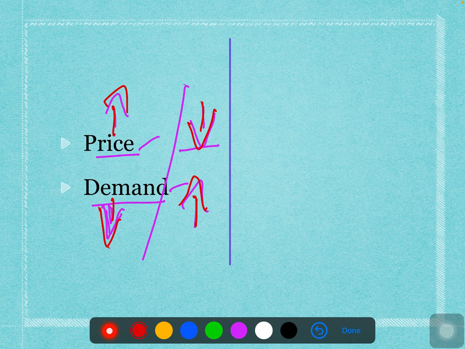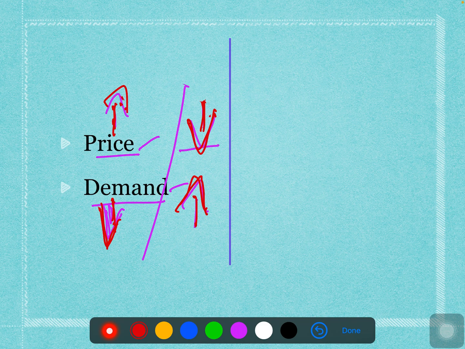So you can see here, price is moving upward, demand is moving downward. In the other case, price is moving downward and demand is moving upward. In both cases the variables are moving in the opposite direction, one upward, one downward. Any variables moving in the opposite direction will be called an inverse relationship. The relationship between these variables is completely inverse.